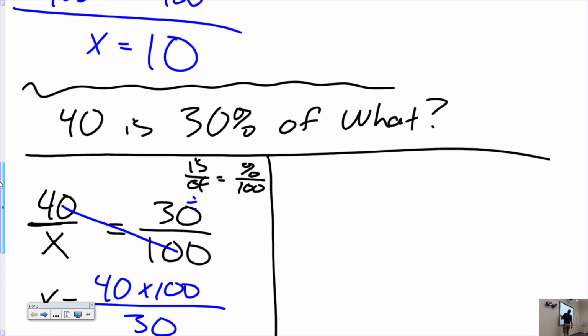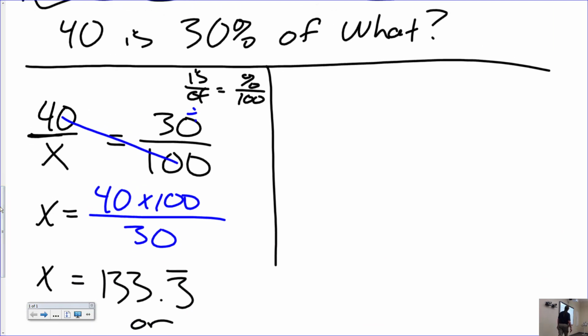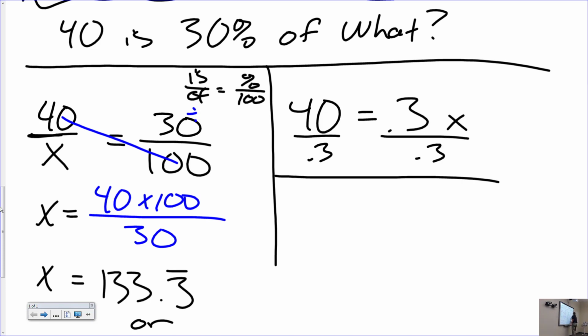And then, if you want to see this technique using the substitution, right? 40 equals 30%, 0.3, of times x. What do I do to get x by itself? Just divide both sides by 0.3, and nicely enough, when you do 40 divided by 0.3, folks, what do you get? The same answer that you just got a second ago. All right? Either way, perfectly good. Okay?